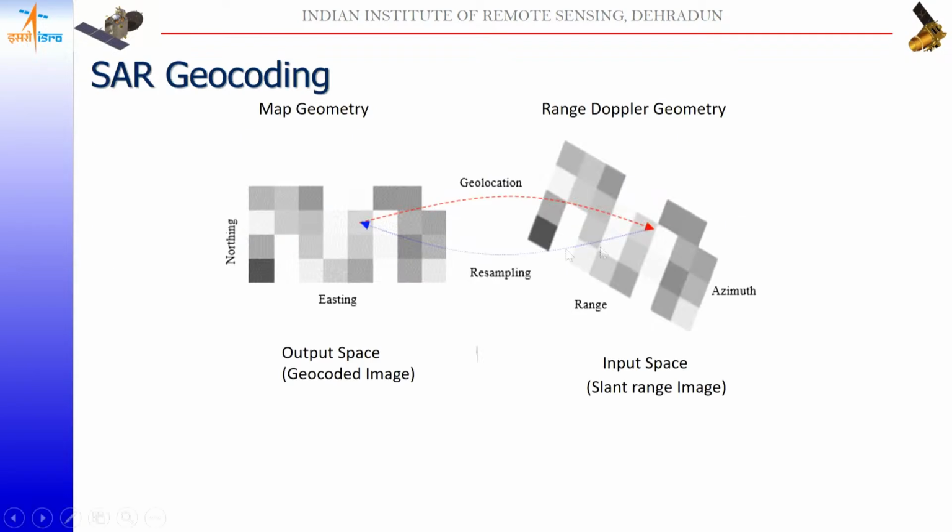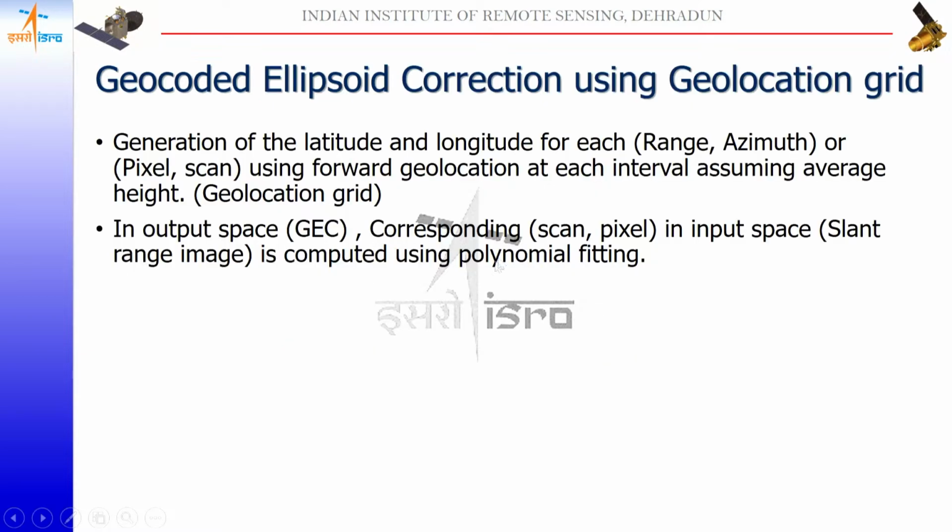Here, how it can be done means we are not actually using the DEM. For a particular image we find some grids, because we cannot find it at each pixel. We make grids, like a 100 by 100 grid, and at every 100 pixels we find the latitude and longitude. From that grid we establish the correspondence between input space and output space, use some polynomial fitting, and using the average height and geolocation grid we can rotate the image into the earth geometry.